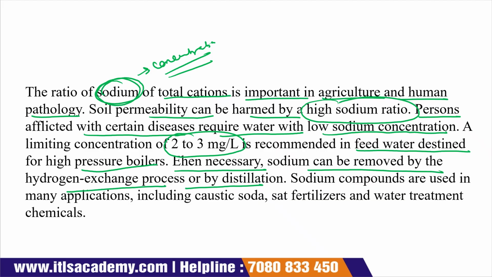So if we want to remove the sodium, we can remove it with the help of the hydrogen exchange process or by the distillation process. Now sodium compounds are used in many applications like caustic soda, fertilizer and water treatment chemicals. In all these cases, sodium compounds are very important. But for humans, the concentration of sodium is sometimes very harmful, as it may increase blood pressure, and other diseases are also related to a higher concentration of sodium. That's why it is very important to determine the sodium.